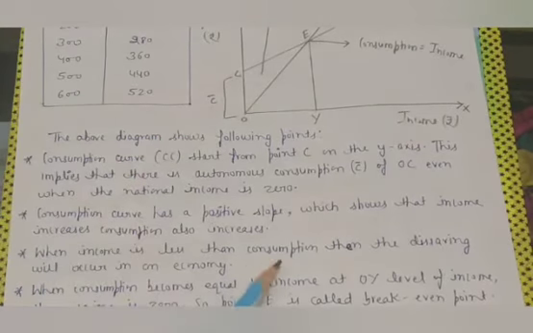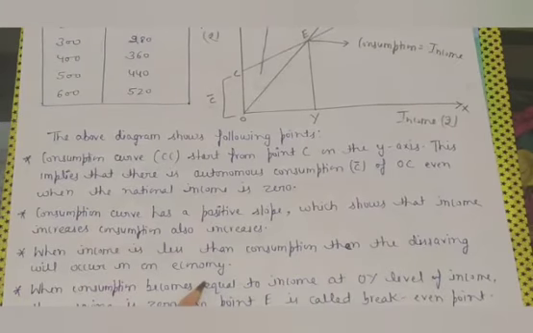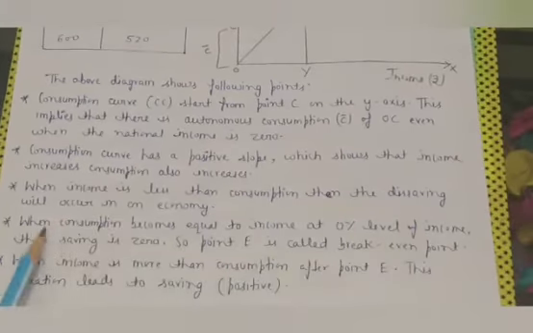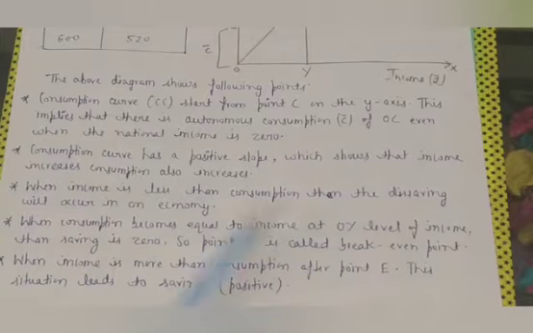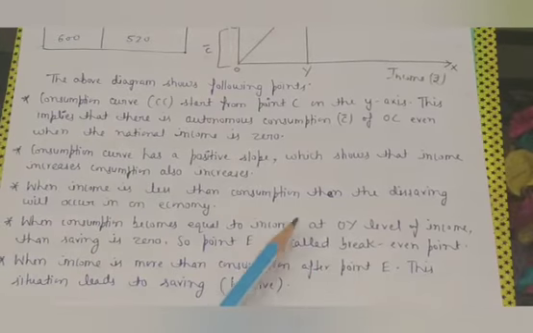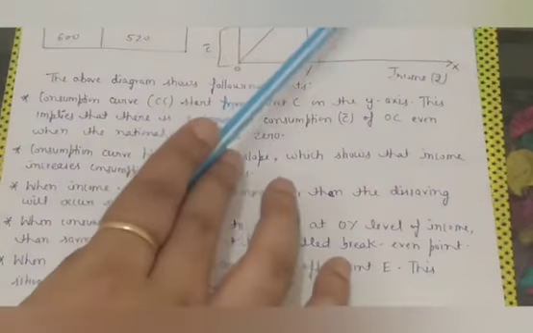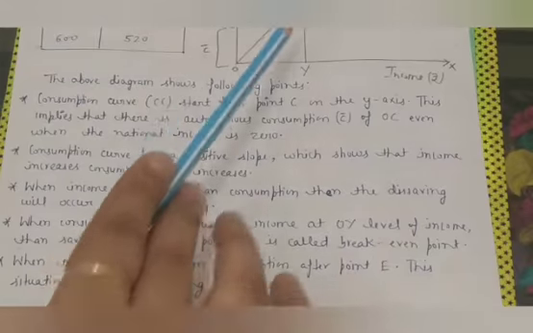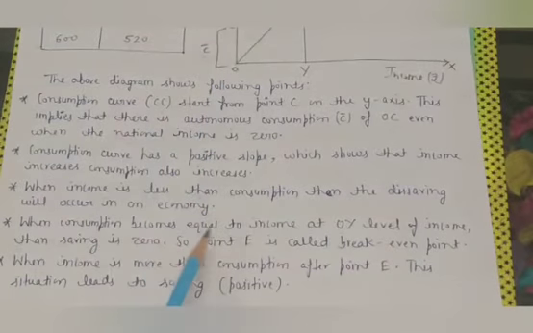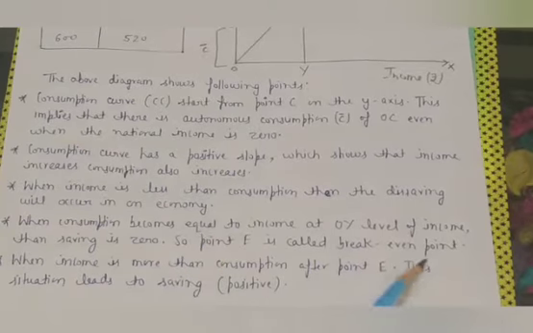When income is less than consumption, there is dissaving. Dissaving means negative saving will occur in an economy. After this, when consumption becomes equal to income at OY level of income, saving is zero. We know that at point E saving is zero, so point E is called the break even point.